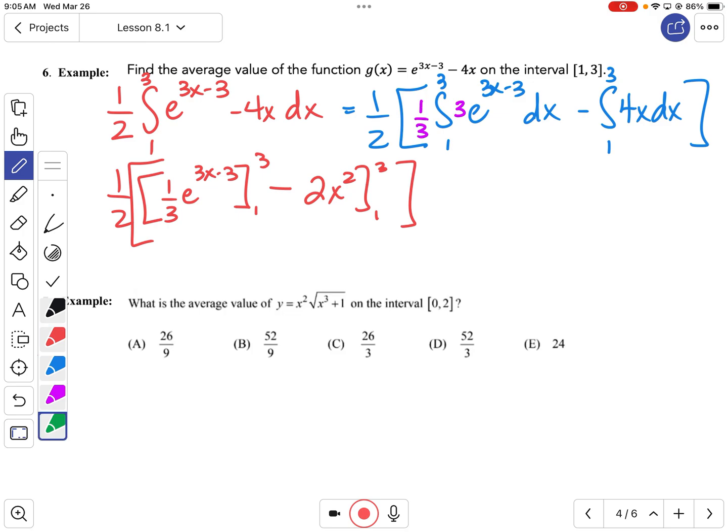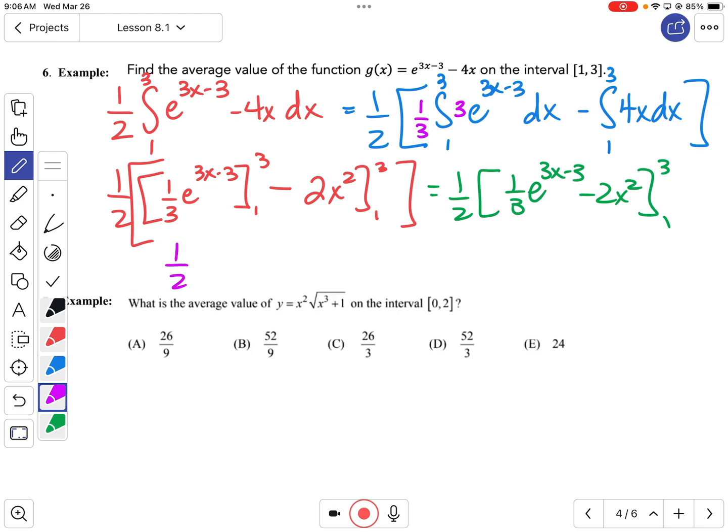So we've got 2 different things that we're doing there. Because we're doing them both from 1 to 3, we can also do this: 1/2 times 1/3 e to the 3x minus 3 minus 2x squared, evaluated from 1 to 3. Just to take some of that grouping out, we're evaluating them both. We just did the integral separately. If it makes you feel better to distribute the 1/2 before you start, you can. We can distribute the 1/2 or we can just evaluate it as is and divide by 2 in the end. So your choice.